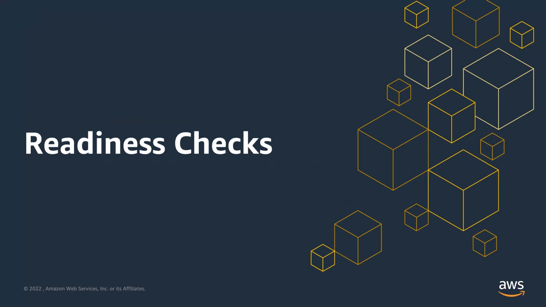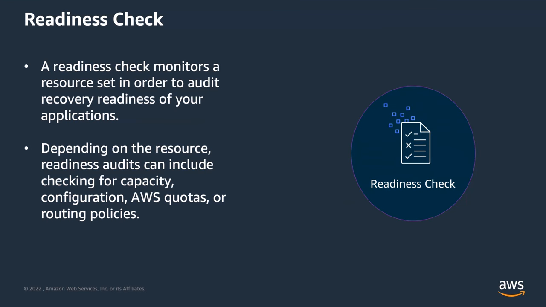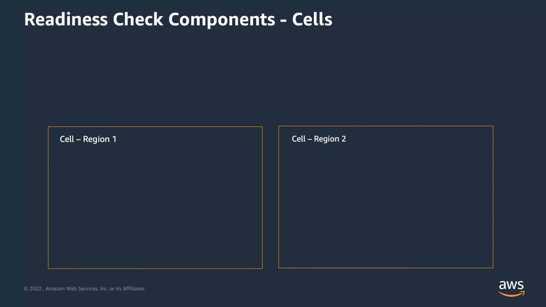So let's talk about readiness checks. So again, a readiness check is a way to compare things like capacity, configuration, quotas, or routing policies, and make sure those are ready to enable switchover between one cell to another. Now, let's talk about the components involved in configuring these.